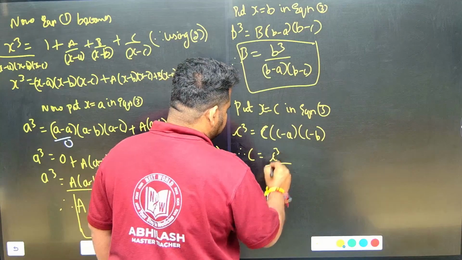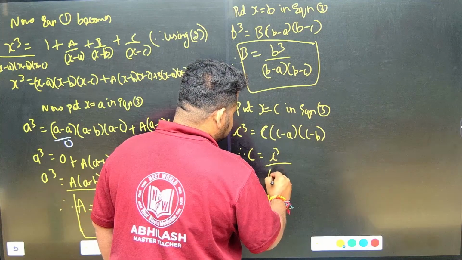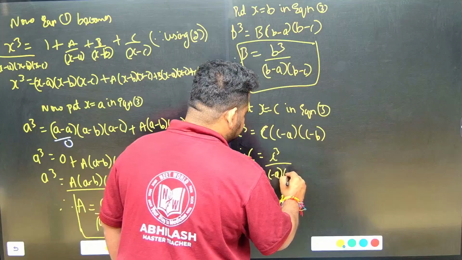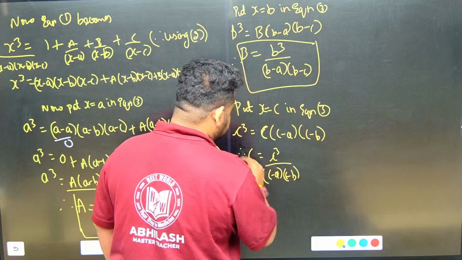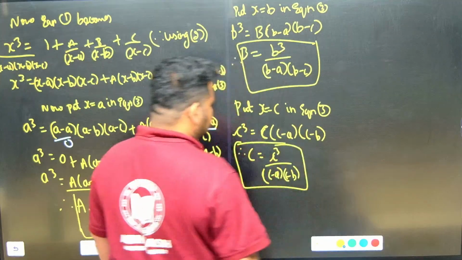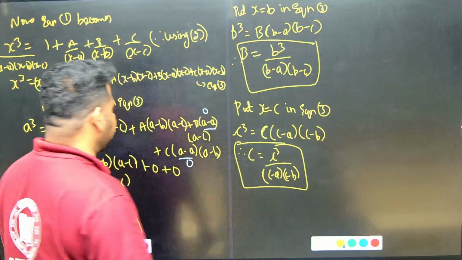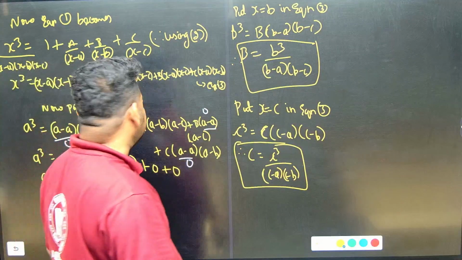Okay, c cube by c minus a into c minus b. This is what we have. We got the value of ABC. Now what will happen when we get the value of ABC? So directly this will become what?